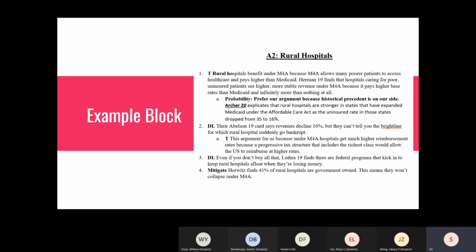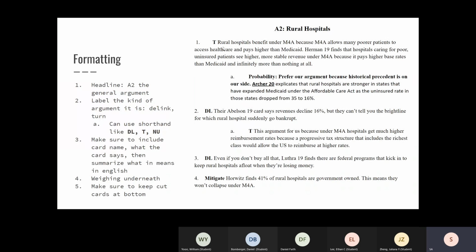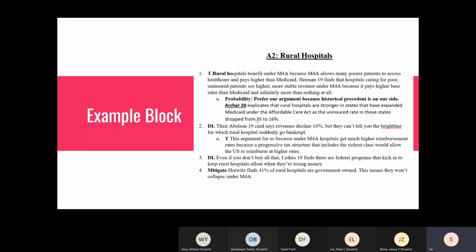Okay. Let's move on. So here's an example block. This was on another topic. Y'all don't have to actually read it, but we're just gonna look at it. Okay, so this is what the formatting looks like. It looks weird when I paste it into Google Slides, but just look at this formatting.